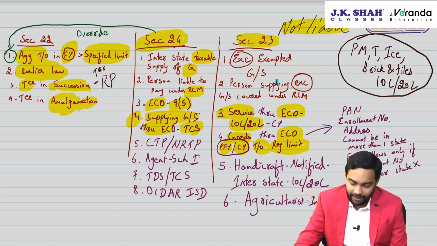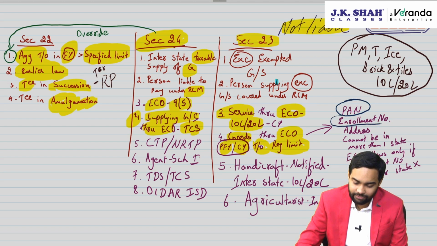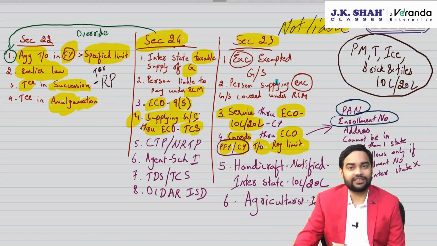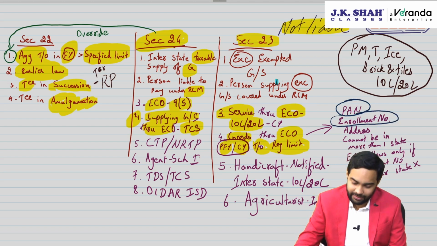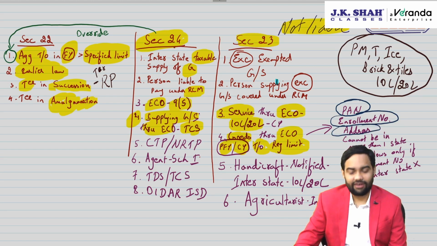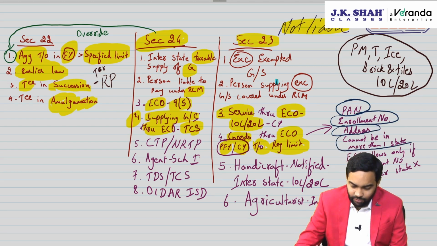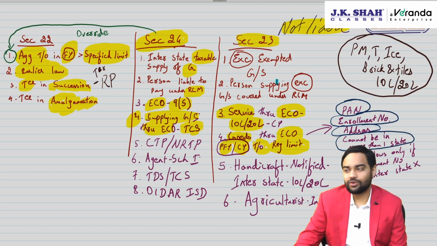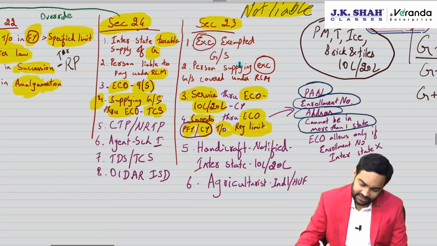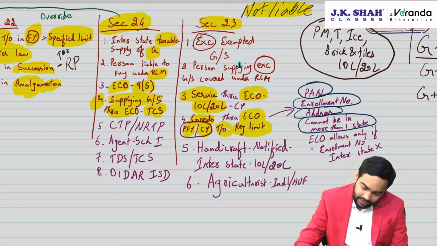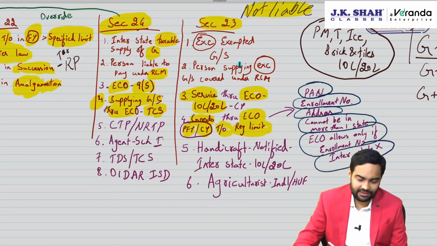Now PAN should be there. He has to inform that PAN and address on the GST portal and take an enrollment number. This address cannot be in more than one state. He cannot supply through an e-commerce operator in more than one state. Then the ECO allows only when the enrollment number is available, and lastly, interstate supply is not allowed.